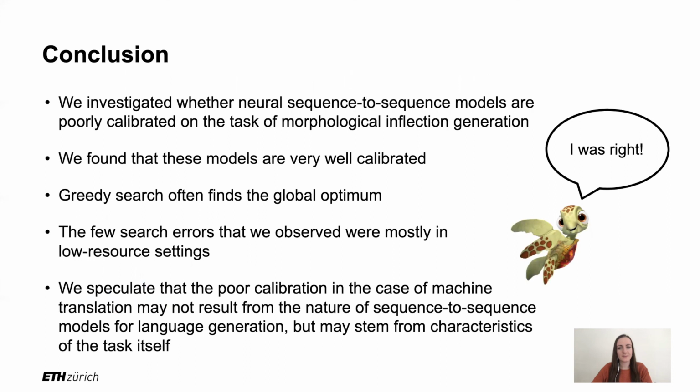So, to sum up, we investigated whether neural sequence-to-sequence models are poorly calibrated on the task of morphological inflection generation. We found that these models are very well calibrated. Moreover, greedy search often finds the global optimum. The few search errors that we observed were mostly in low resource settings, which is also where the empty string often had higher probability under the model. We speculate that the poor calibration in the case of machine translation may not result from the nature of sequence-to-sequence models for language generation, but may stem from characteristics of the task itself.